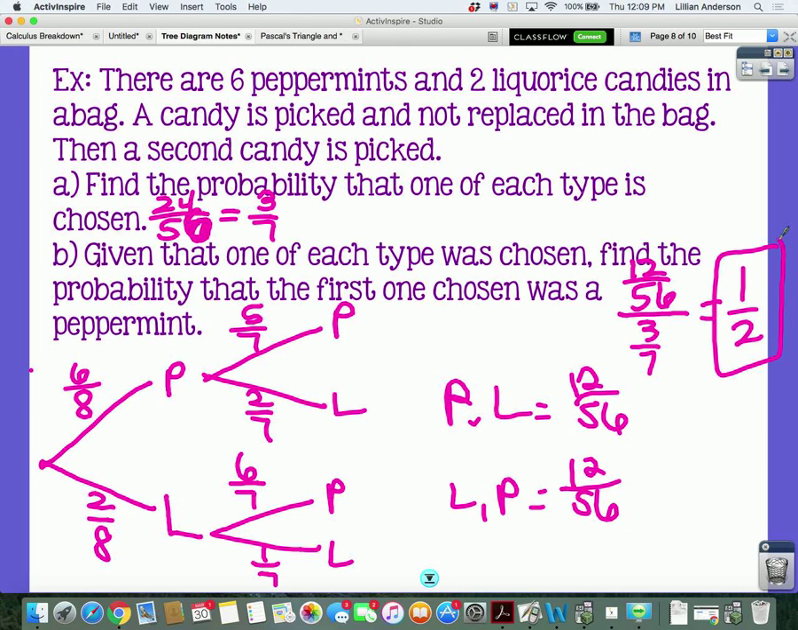Question. When you multiply the two fractions together, 6 eighths and 2 sevenths, 6 times 2 is 12, 8 times 7 is 56. Can I think about it differently? It could be. If you reduce any of these fractions, then yes, what you get will be a tad bit different, but it's still the same thing.